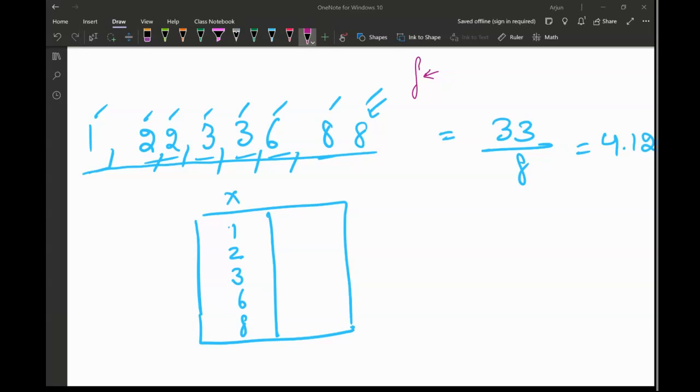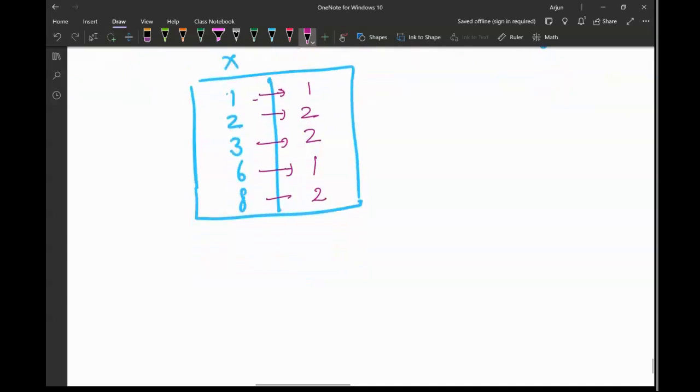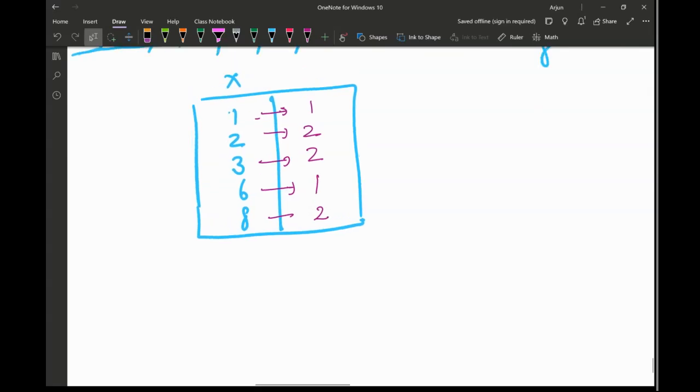So 1 is repeating itself how many times? Only one time. 2 is repeating itself 2 times. 3 is also repeating 2 times. 6 is repeating only one time. 8 is repeating twice. So sometimes you are given the data like this rather than in the raw form. So how are you going to calculate the mean from here?